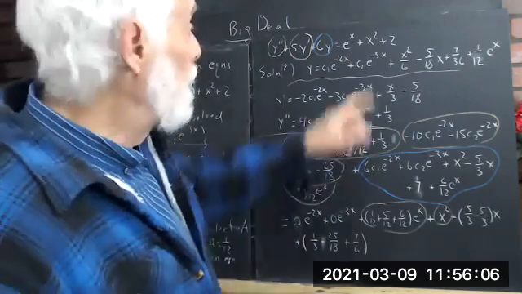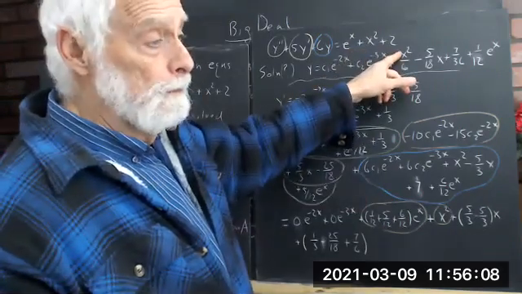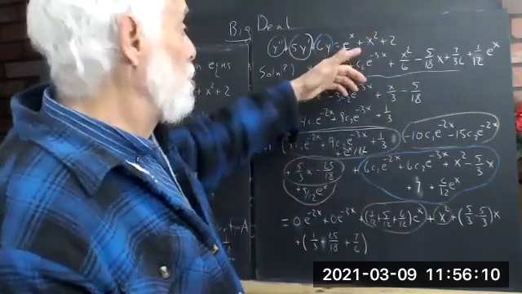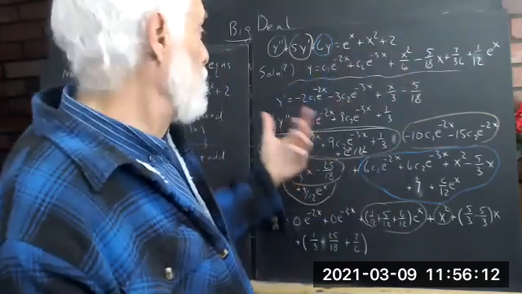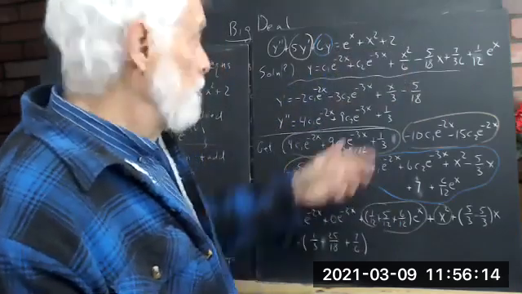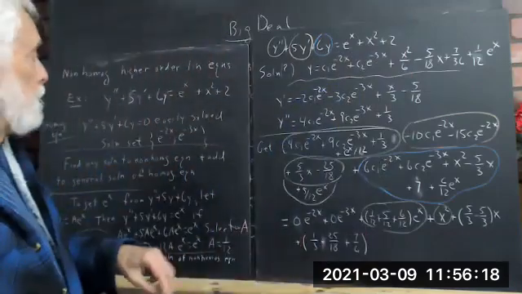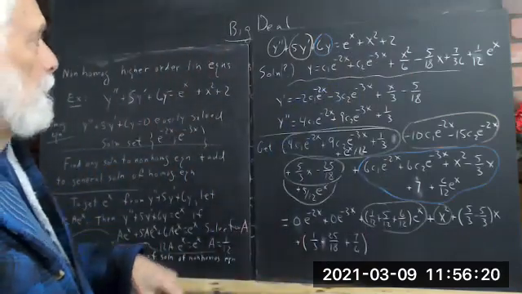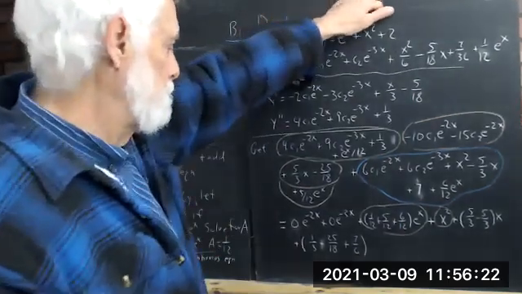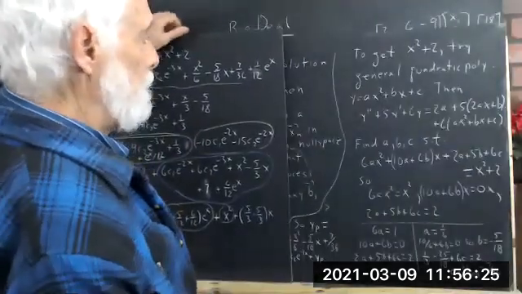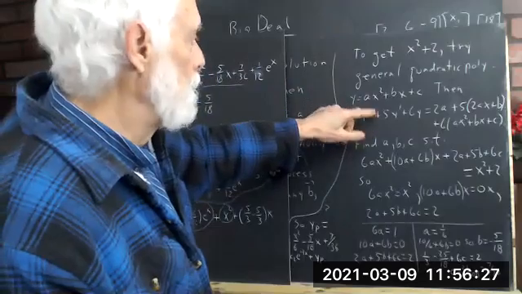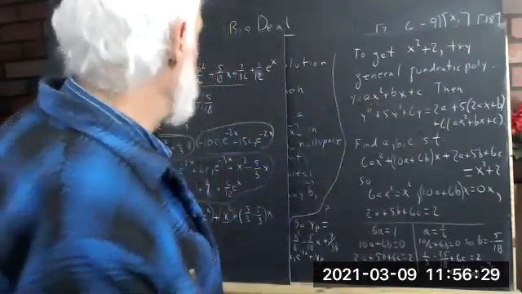If you have a polynomial over here, we just go ahead and use a general polynomial of the same degree. Okay, degree of x squared plus 2 is 2. So we use a general polynomial of second degree. And of course, that's what we did here, where we used ax squared plus bx plus c.